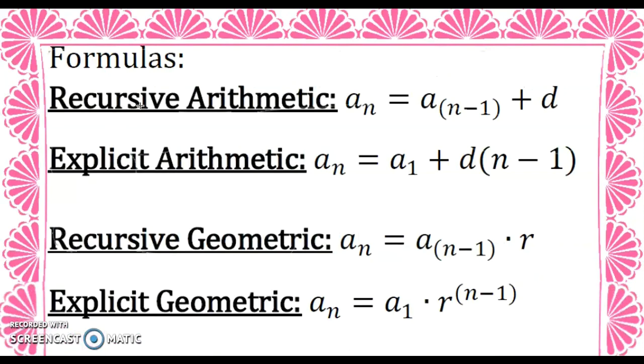Here are your formulas. Recursive arithmetic: A of n equals A of n minus 1 plus D. Explicit arithmetic: A of n equals A of 1 plus D times n minus 1. Recursive geometric: A of n equals A of n minus 1 times R. Explicit geometric: A of n equals A1 times R to the n minus 1 power.